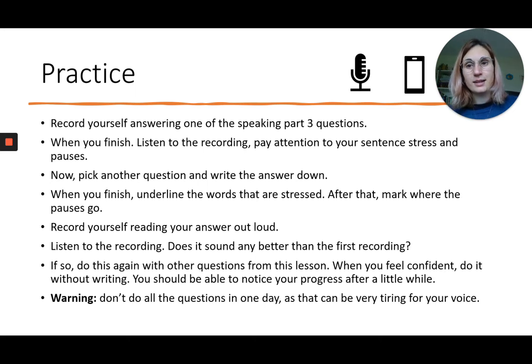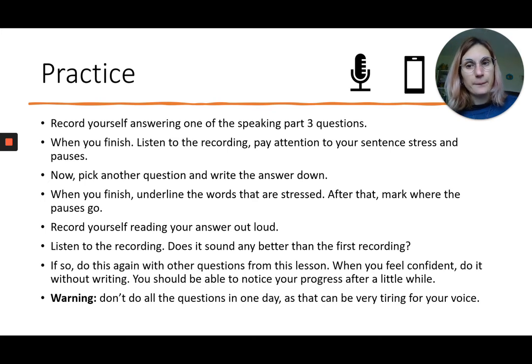So to practice, you could record yourself answering one of the speaking part 3 questions. When you finish, listen to the recording, pay attention to your sentence stress and your pauses. So you can do that using your phone. So read the question, answer it, and then record your answer, and then listen to it and check your pauses, check your stress, see if you sound natural.